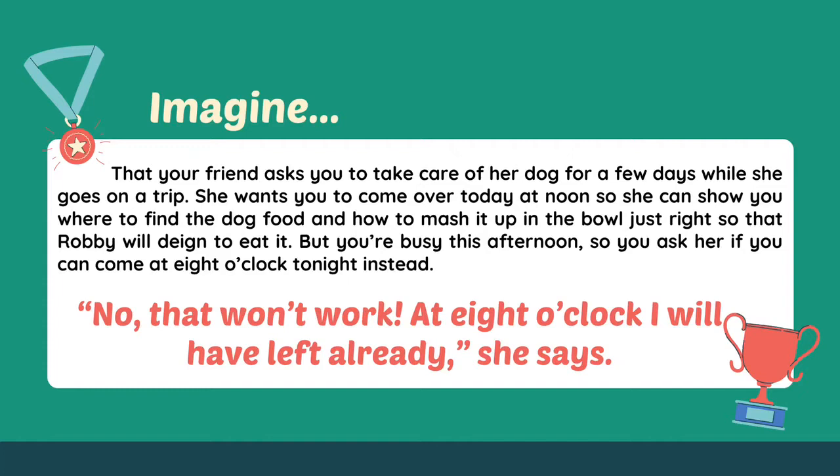What does the future perfect tell us here? It tells us that your friend is going to leave for her trip sometime after right now, but before a certain point in the future. In this case, 8 o'clock tonight. She probably shouldn't have waited until the last minute to find a dog sitter.